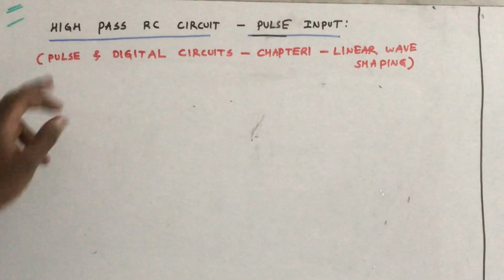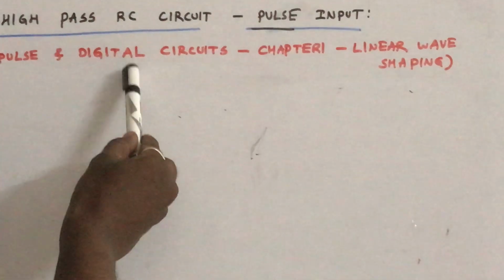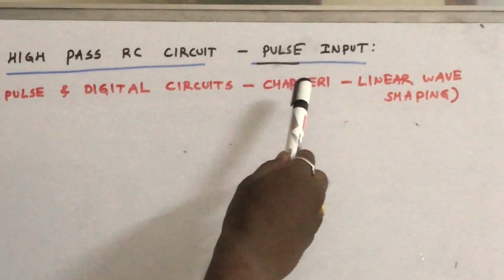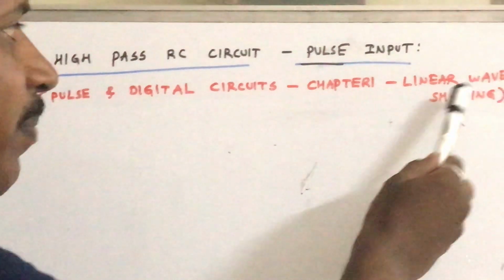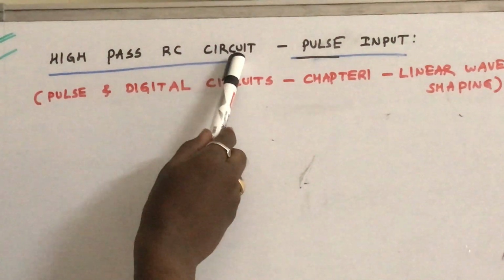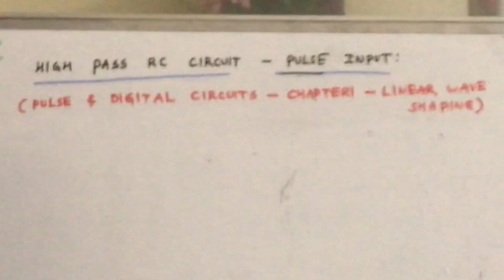Hi, welcome to the series of video lectures on pulse and digital circuit subject. So we are discussing chapter 1. The name of the chapter is linear wave shaping. Today we will see the response of RC high pass circuit with the pulse input.